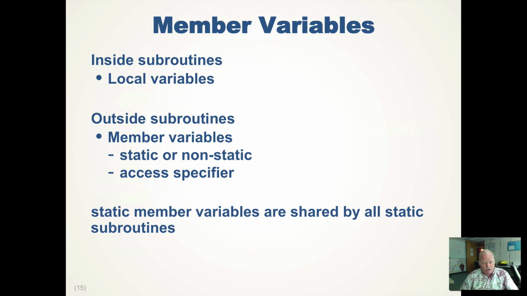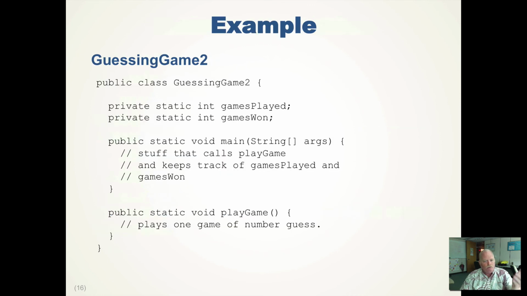So that means if I need to have some sort of thing like how many games we've played, and we have a bunch of subroutines, I think that's my next example. How many games were played, how many games were won. We have the same main and we have the play game, very similar to the previous one. But in this case, the main keeps track of how many games have been played and how many games are won by incrementing games played, the variable, after play game.